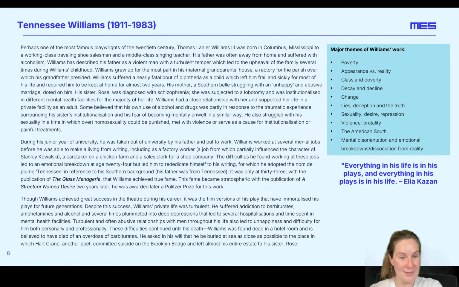So as Kazan says, everything in his life is in his plays and everything in his plays is in his life. So it is very easy to conclude that we can say characters such as Blanche are semi-autobiographical. In fact, many critics have associated the character of Blanche in particular with both Tennessee Williams' own self and with the characterization of his mother, who was also this sort of larger-than-life character for him, who is very similar to Blanche in her background as well as perhaps in terms of her mental health, as we shall see.